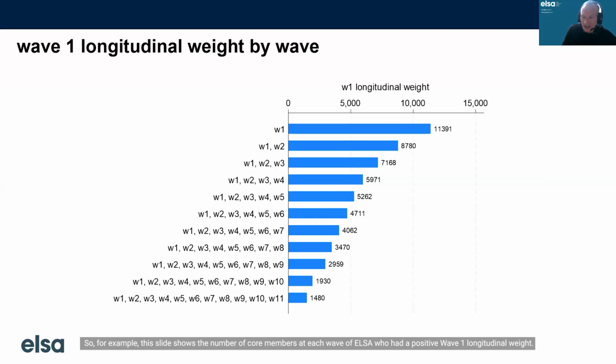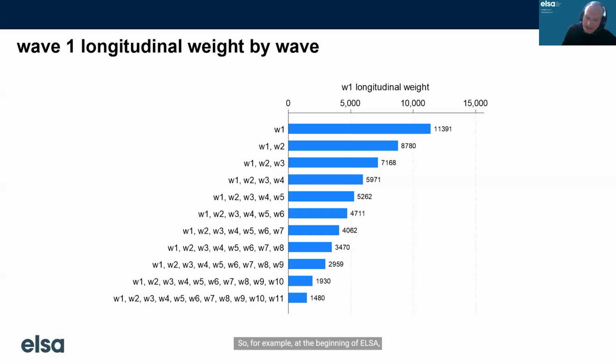For example, this slide shows the number of core members at each wave of ELSA who had a positive wave 1 longitudinal weight. At the beginning of ELSA, we can see that just over 11,000 core members took part in the study and had a positive weight. At the second wave, just under 9,000 core members had taken part in both waves 1 and 2 and had a positive value of the wave 2 weight.